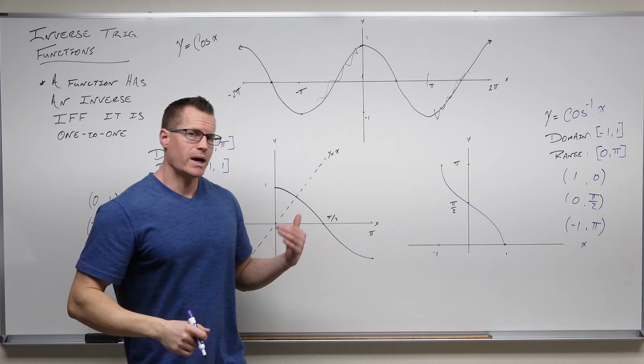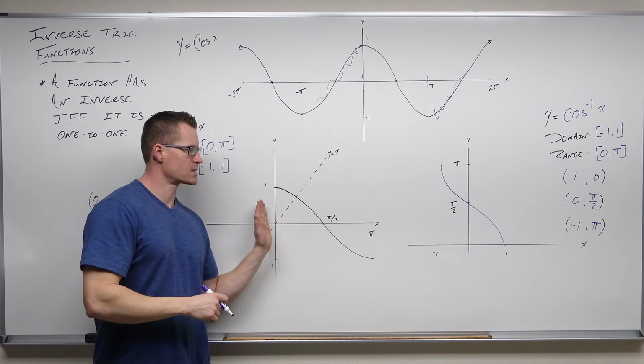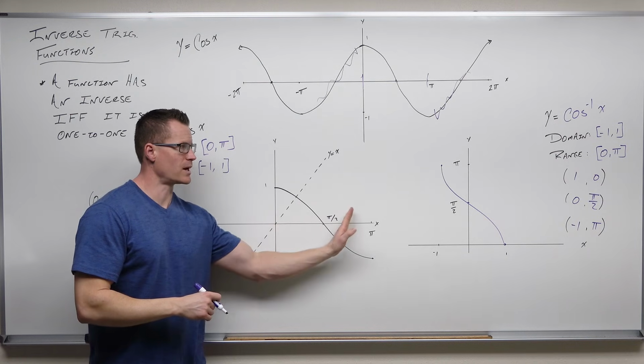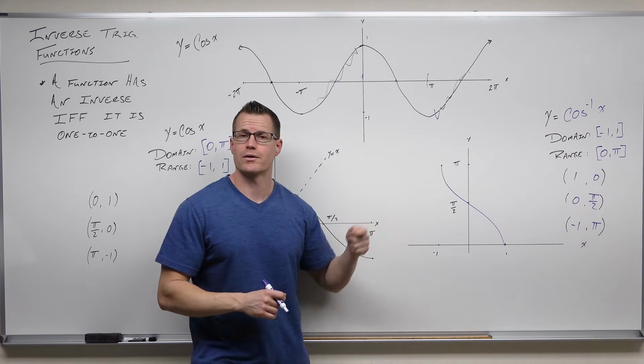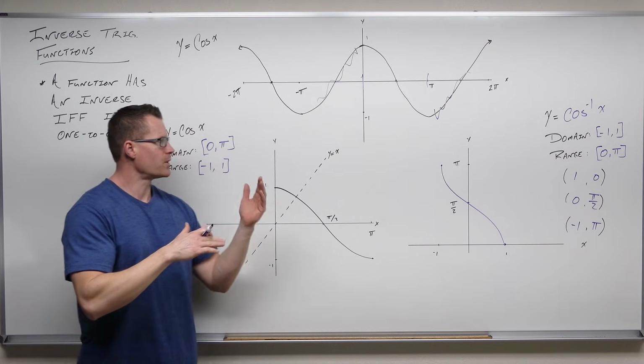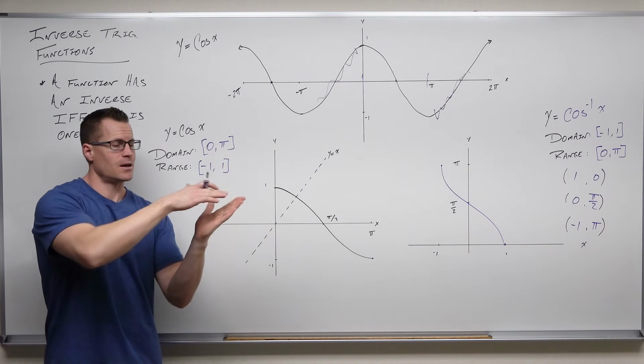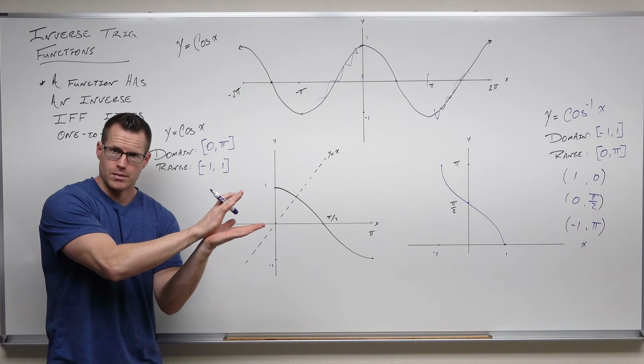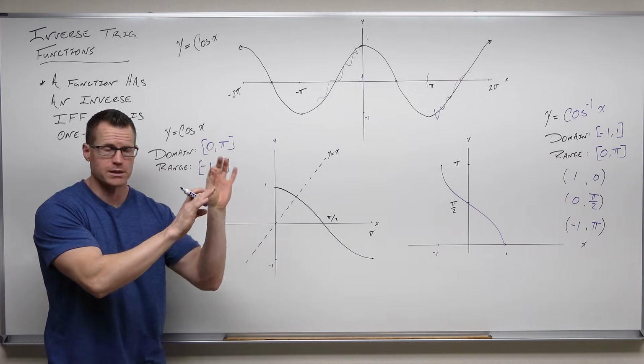The range is the old domain. So the range was 0 to pi, or sorry, the domain was 0 to pi here. The range is 0 to pi on our cosine inverse. Another thing to remember, with the original cosine function, the input was an angle, the output was part of a point.